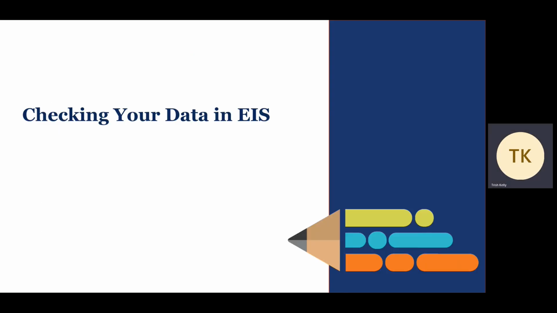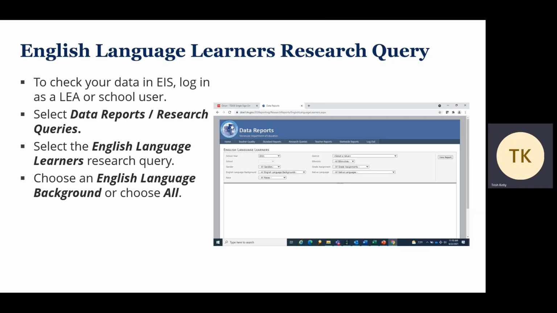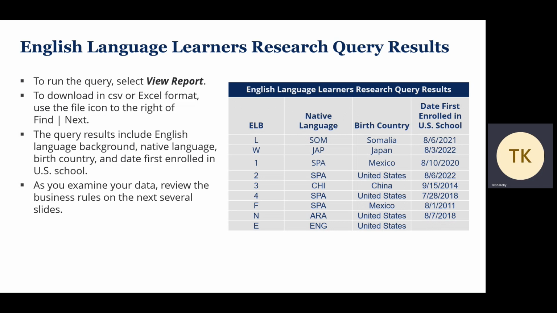In the next section, we'll review checking your data in EIS. You will use the English Language Learners Research query to check your data. Log into EIS, select Data Reports and Research Queries. Select the English Language Learners Research query from the Research Query list. Choose an English language background or choose all from the drop-down box. To run the query, select View Report. To download in CSV or Excel format, use the file icon to the right of Find Next. The query results include English language background, native language, birth country, and date first enrolled in U.S. school. As you examine your data, review the business rules in the next several slides.